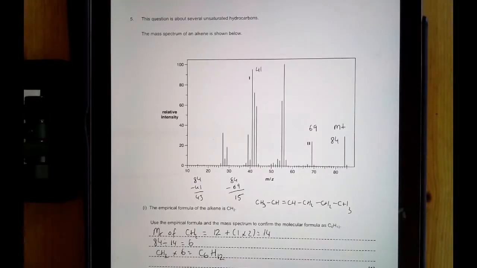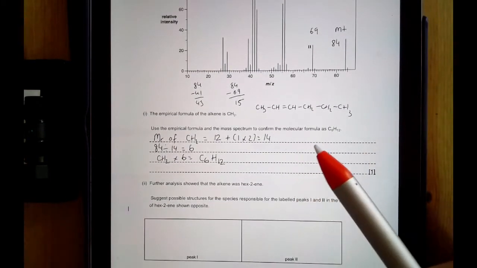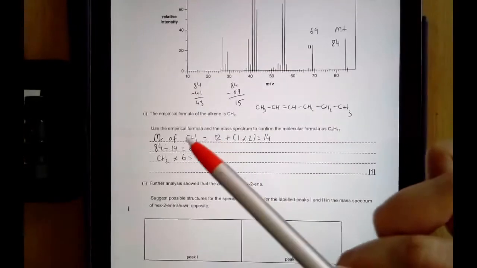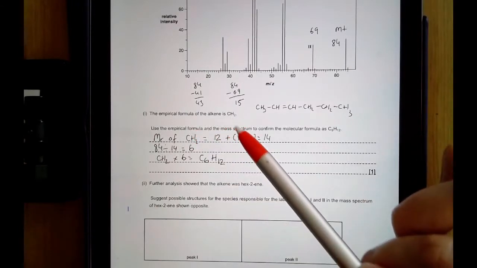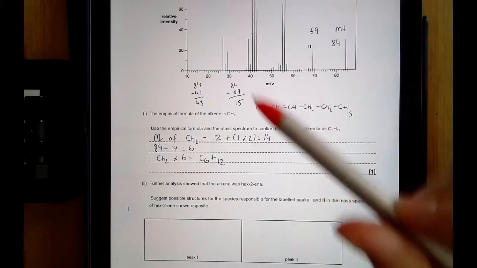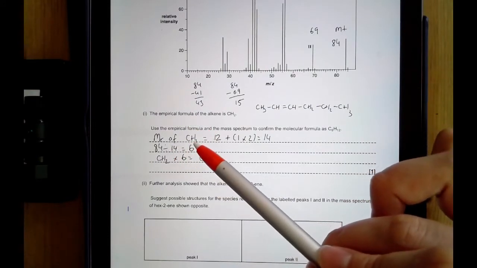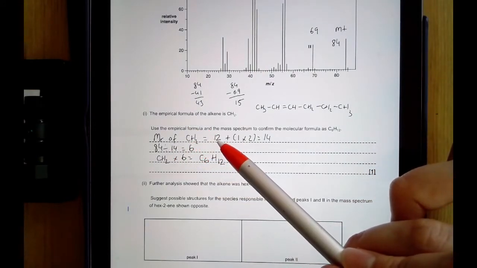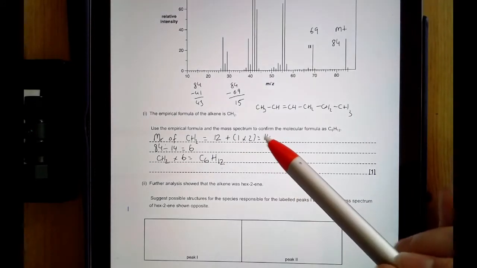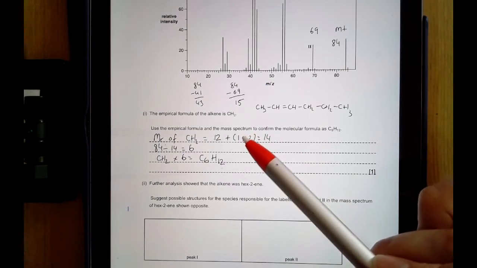Okay, in this next question, we move away from multiple choice. The first question asks you to confirm that the molecular formula of this alkene is C6H12. You need to do this using the empirical formula that you're given and using the mass spectrum. To calculate the molecular formula when you're given the empirical formula, the first thing you do is find the formula mass of the empirical formula. So I've got 1 carbon, 2 hydrogens. The formula mass of CH2 is 14. I then need to use my mass spectrum to find out what the formula mass of the whole molecule is.